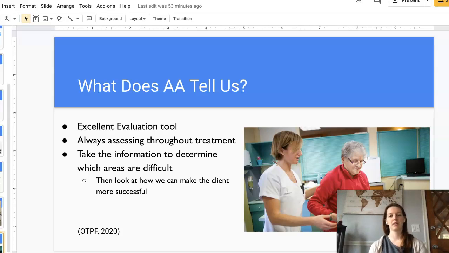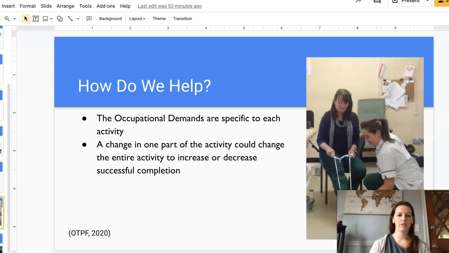Then we can look at how to make the client more successful. So as we mentioned on the last slide, you can change one aspect of the activity, which can completely change the success of the activity. You can make it easier or harder. You want to think of grading up and grading down, which is very important.